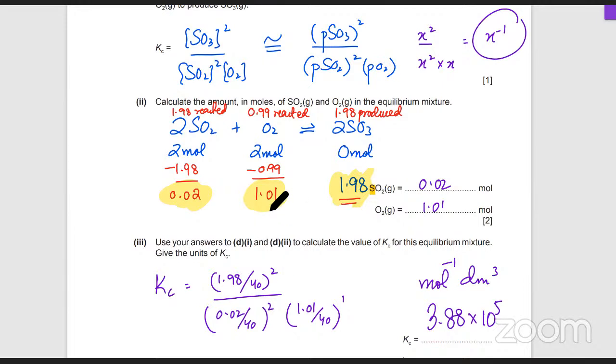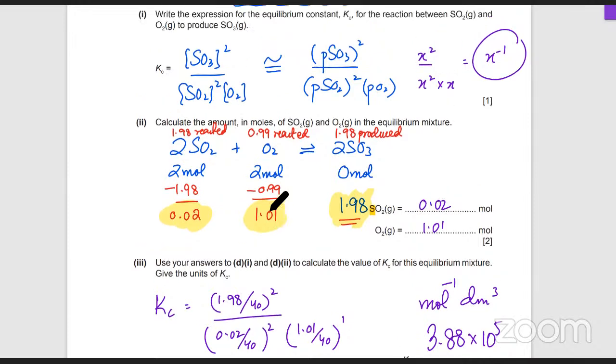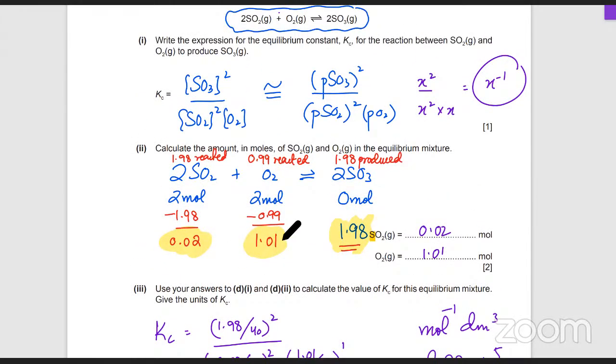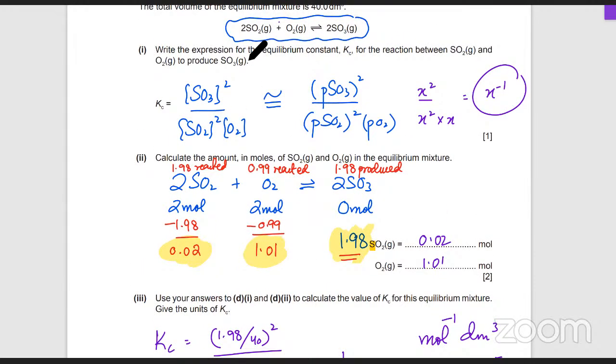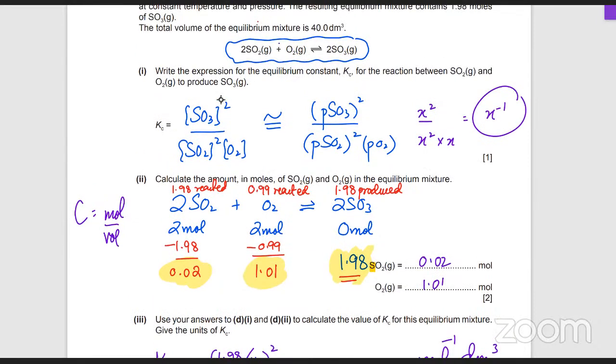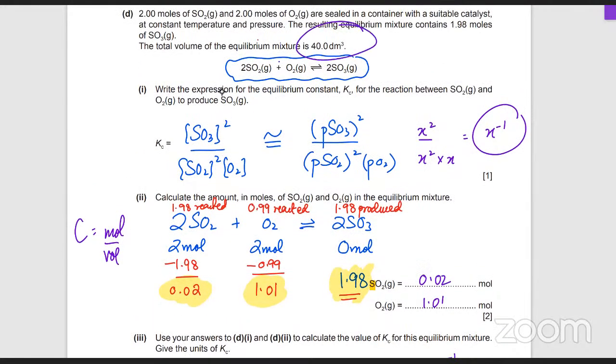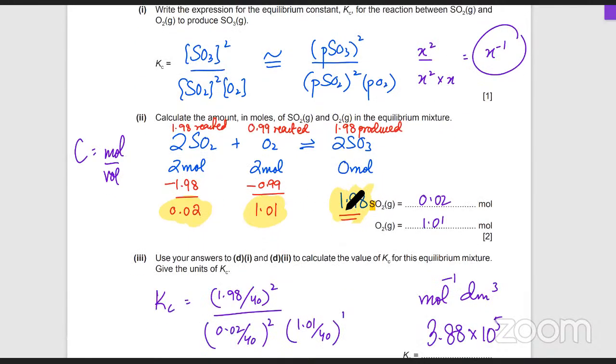ये 40 से? जी सर. मोल्स तक क्लियर है? मोल्स तक? जी सर, ओके. हाँ, तो इसमें बस याद रखो, इंपॉर्टेंट है कि ये जो एक्सप्रेशन है that uses concentration. What is concentration? Concentration is moles over volume. और यहाँ पे he gave us that the volume of the container was 40 dm cube. Is that clear? जी सर. तो हर दफा आपके पास when you have moles तो उसको divide by 40 करना है, ठीक है, ताकि you get concentration.